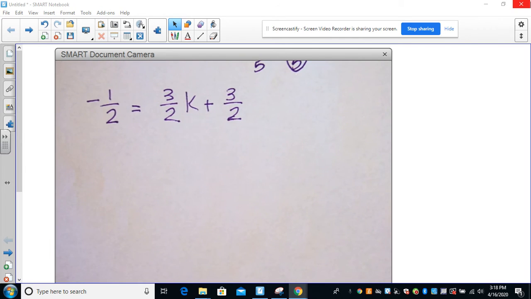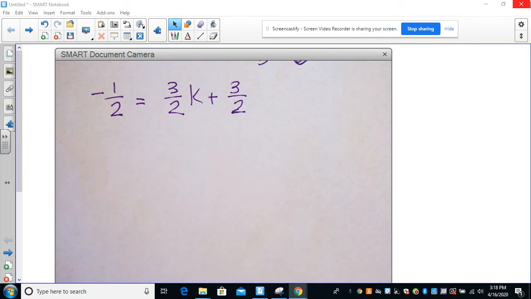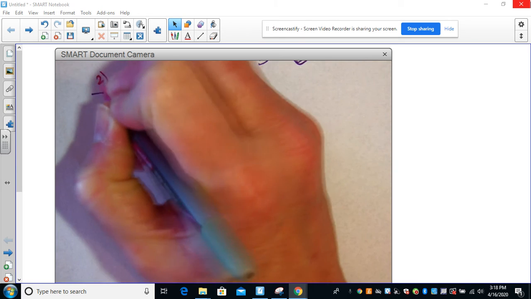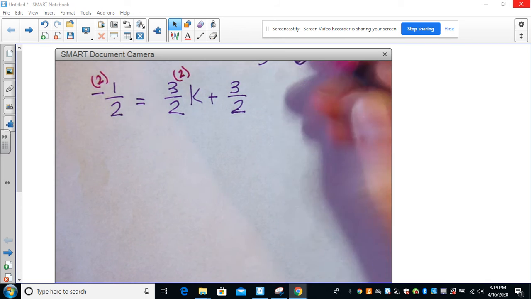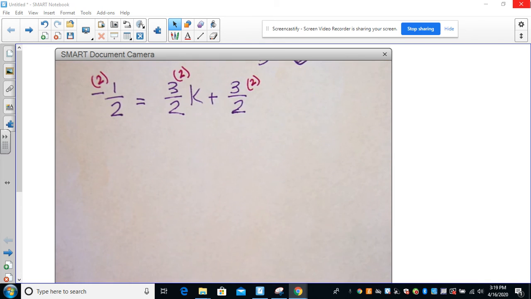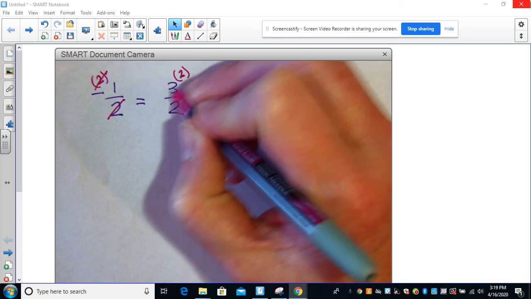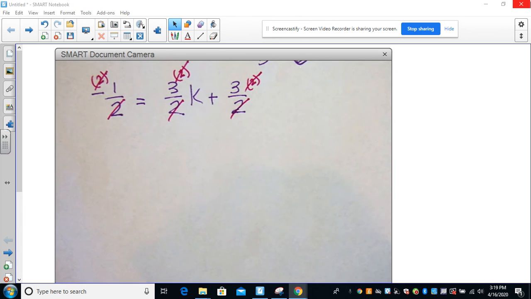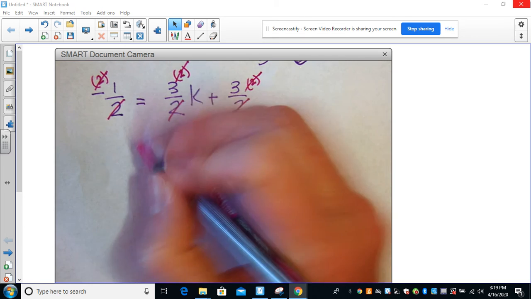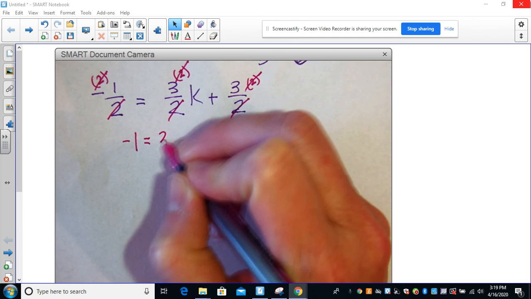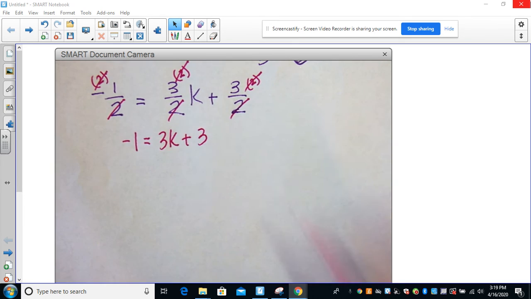So the last one here, we have 3 fractions. So again, that might be triple the anxiety, but the good thing is they all have the same denominator. So we can get rid of all these fractions by multiplying by that denominator. So we're going to multiply this fraction by 2, this fraction by 2, and this fraction by 2. And all that does is get rid of all those denominators. So now what's left? There's a -1 on this side equals 3k plus 3. Again, multiplying everything by 2 just got rid of all those denominators. So now we just have a regular equation.